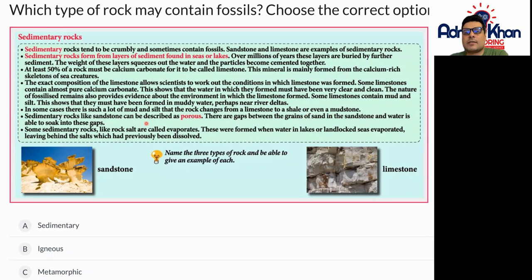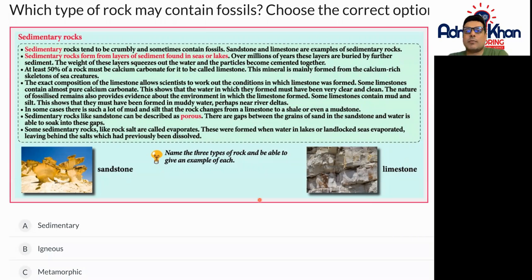Sedimentary rocks like sandstone can be described as porous. There are gaps between the grains of sand in the sandstone, and water is able to soak into these gaps. Some sedimentary rocks, like rock salt, are called evaporites. These were formed when water in lakes or landlocked seas evaporated, leaving behind the salts which had previously been dissolved. So you can see an example of sandstone on the left and also limestone on the right.